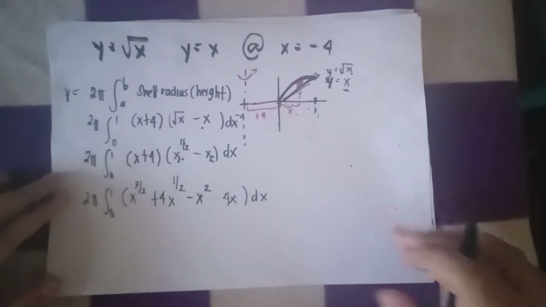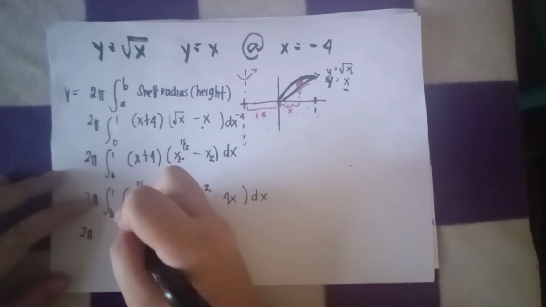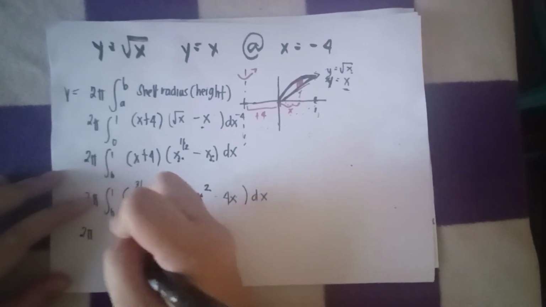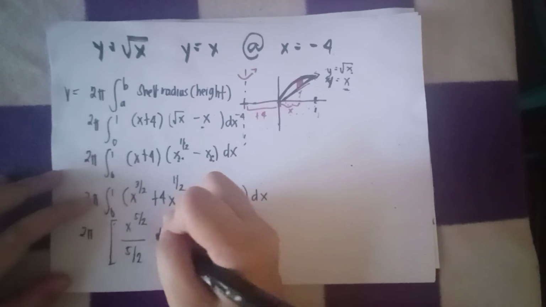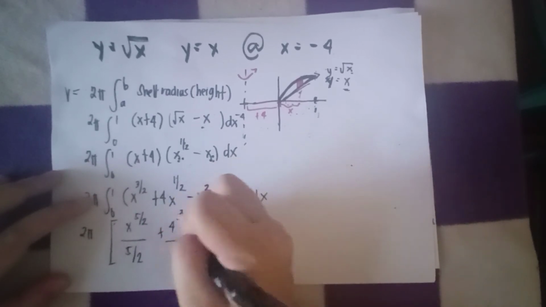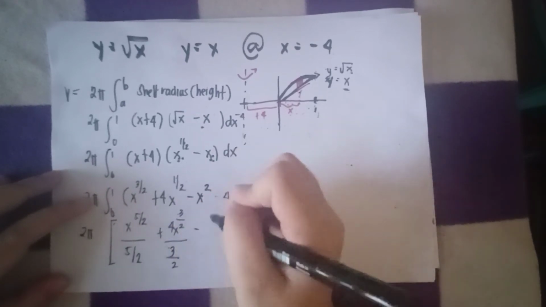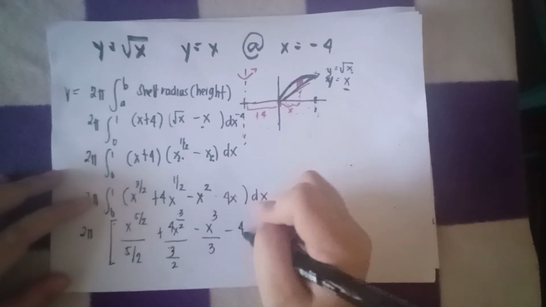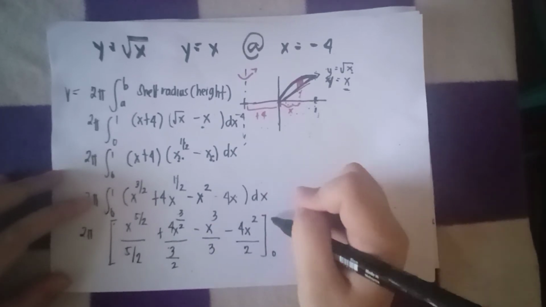So, ang ating gagawin po is integrate lang natin. So, 2 pi, 3/2 plus 1 is 5 over 2. So, meron tayong 5 over 2 dito. 1/2 plus 1 is 3 over 2. So, may 3 over 2 tayo doon. Minus x to the third power over 3, minus 4x squared over 2 from 0 to 1.